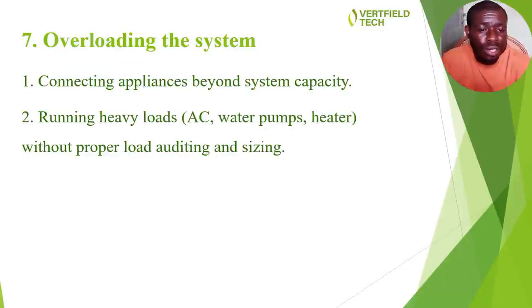Now, overloading the system. This is on the aspect of the client, which is part of human error. When you load the system beyond its expected capacity, that means for a 3.5 kVA inverter system, you are putting a 10,000 watt load on it, it might not even start up for you. Once it picks up, it shuts down. And once you keep doing that over and over, it will lead to solar system failures.